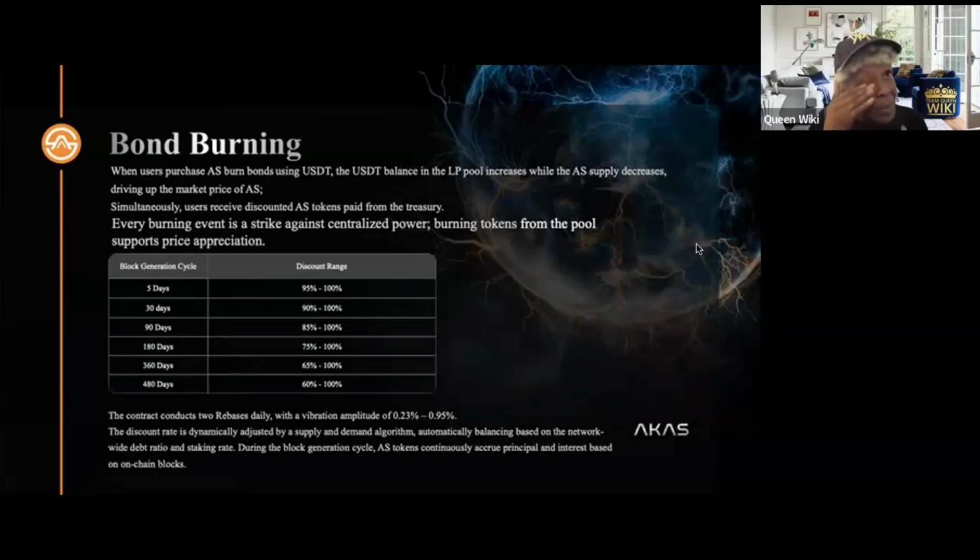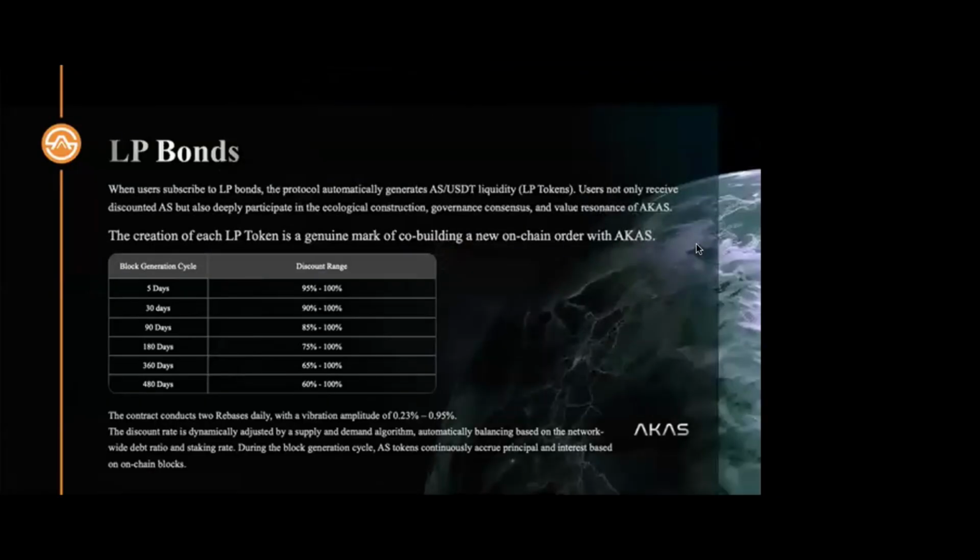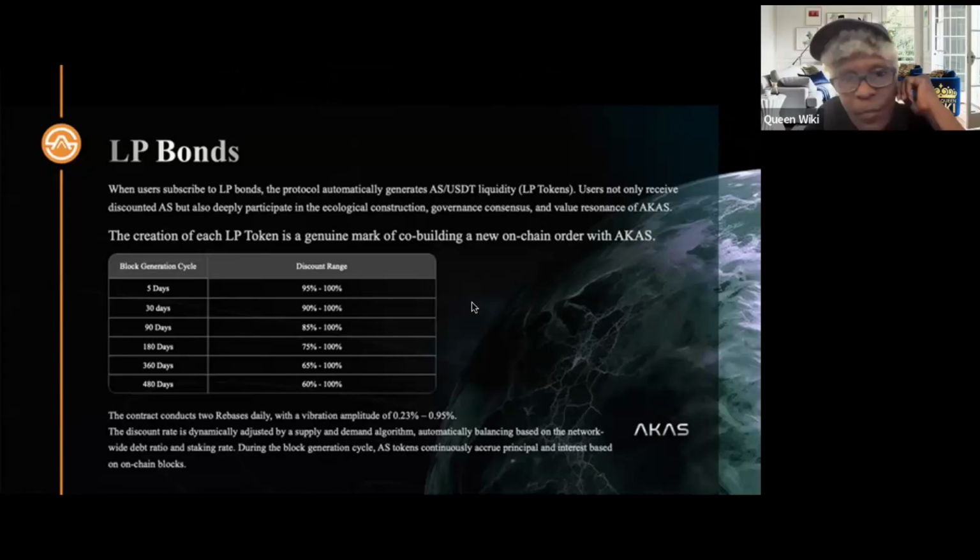Okay, so LP bonds are when the smart contract detects the liquidity pool is not big enough, so it will open up for more discount. Just like what we did in the COC. Give them incentive to buy, to mint.